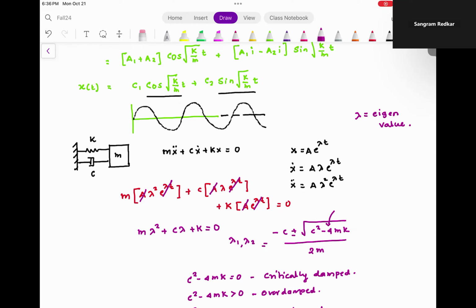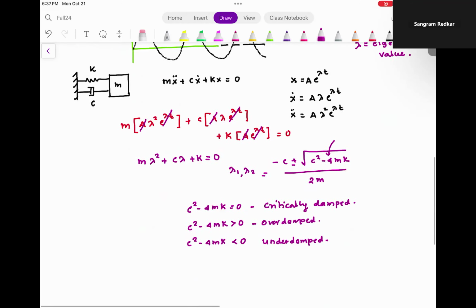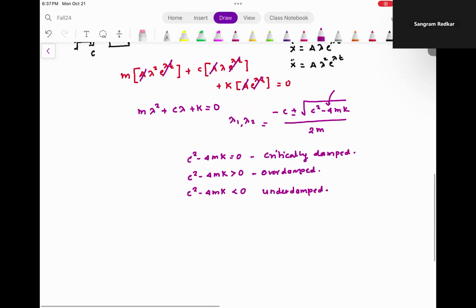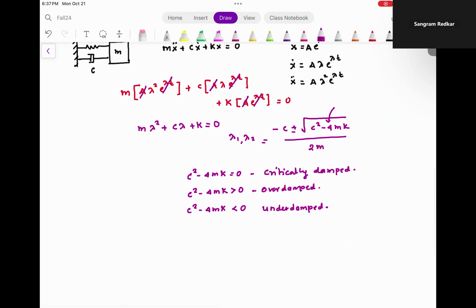Critically damped systems are typically desired because they go to the equilibrium position very smoothly. They don't cross the equilibrium position. Everyone understood this? Okay, now the important part. In the last class, I talked about the energy techniques.